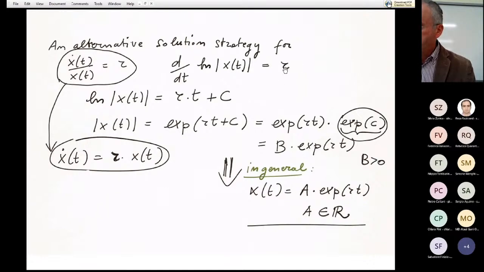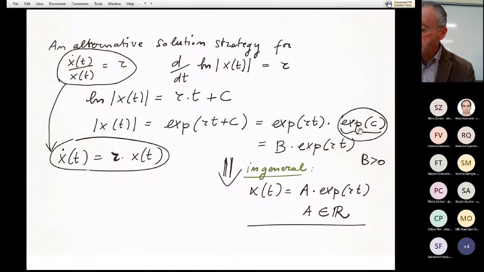But this is not the solution. This is the log of our solution. Since this is the log of our solution, if we want our solution, we have to consider this as the exponent. So we have the exponential of rt plus c. The exponential of rt plus c is the exponential of rt times the exponential of c. This is a constant, a multiplicative constant. So b times exponential of rt. In general, since we may also have functions that are negative, this line of reasoning must be applied to the modulus of our solution, which in particular leads to this solution formula, in which the constant can be any positive or negative value, okay?